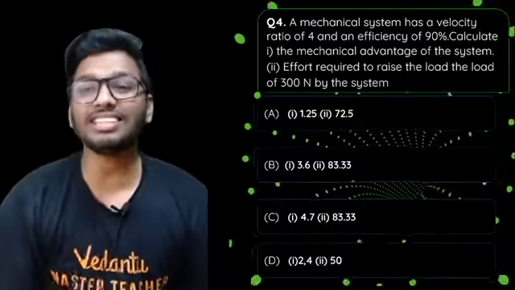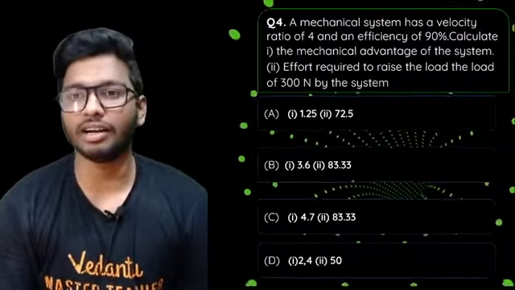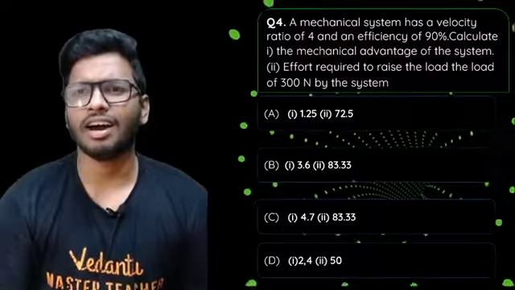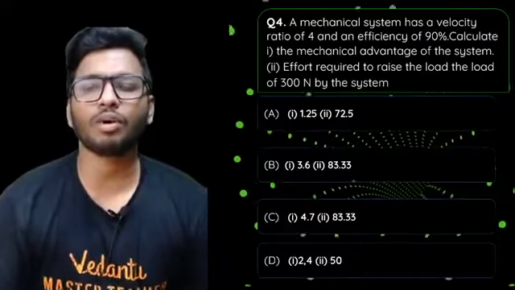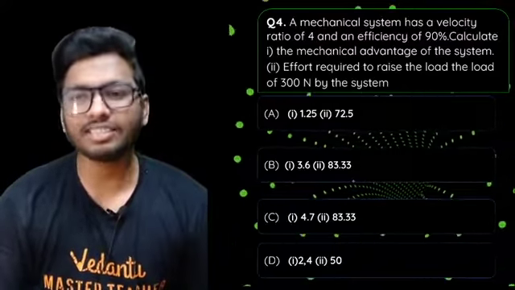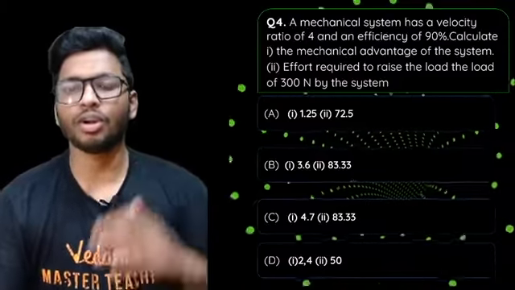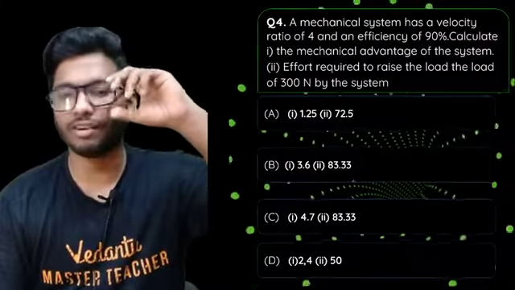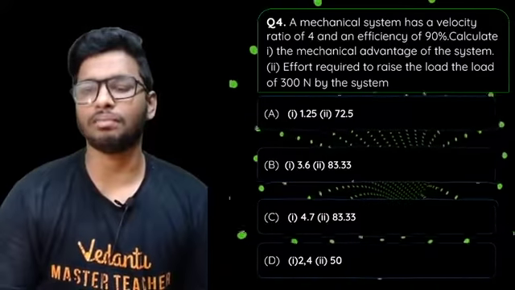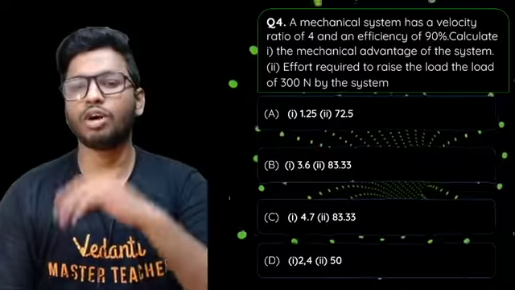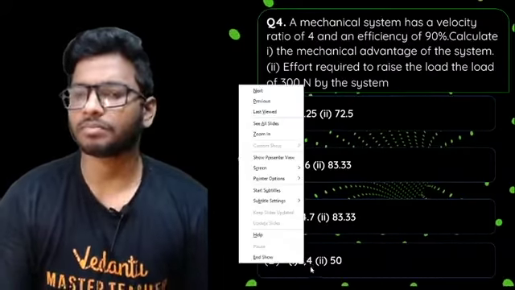Here's the question: a mechanical system has a velocity ratio of 4 and an efficiency of 90 percent. Calculate the mechanical advantage of the system as well as the effort required to raise the load, if the load is 300 Newton. So your options are 1.25 and 72.5, 3.6 and 83.33, 4.7 and 83.33, or option D, 2.4 and 50. So these are the options.